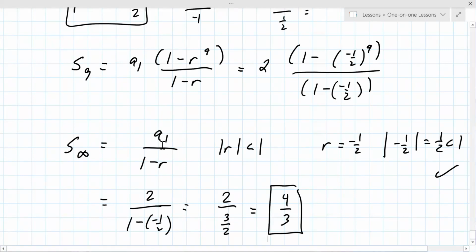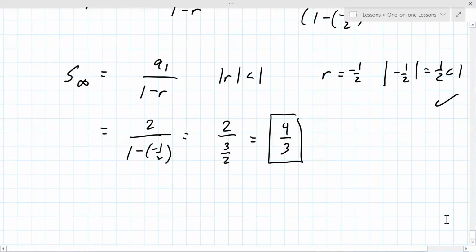There are workarounds though. Let's say you didn't know this formula and you were stuck on a test. You can sum up a bunch of terms, like 100 or 1,000, or however many your calculator can do before it runs out of memory, and you'll get something really close to this. You'll say, well, it kind of looks like 4/3, or you can just learn the formula. Wow. Okay.